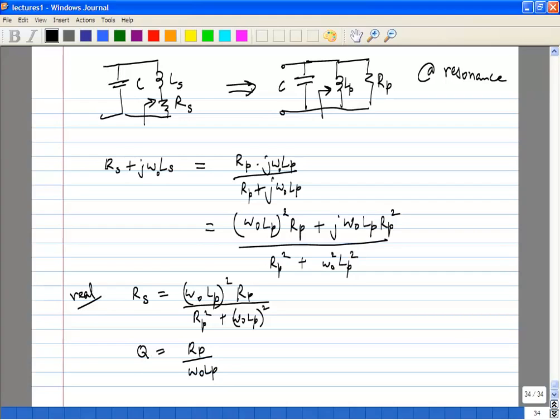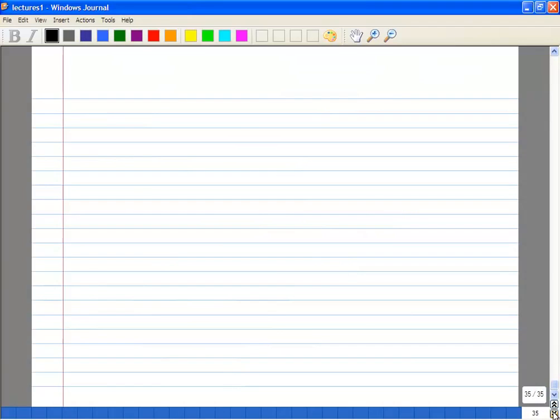Okay, but remember, this is, let's call it QP. Obviously, this also has to be equal to QS, let's just call it Q, because the two networks are equivalent, so the Qs also have to be equivalent, right? And of course, QS happens to be omega naught Ls over Rs, for the series network. Okay, so now let's simplify Rs in terms of Q, right?